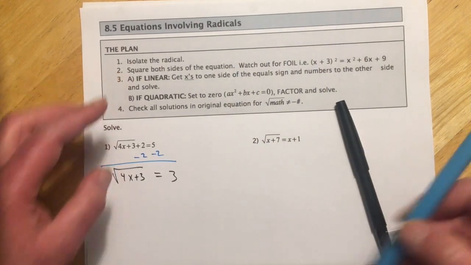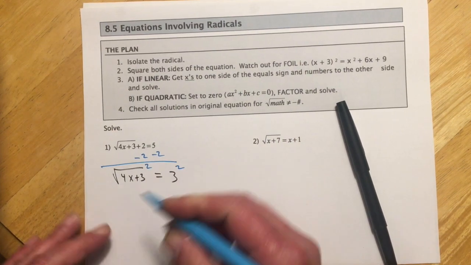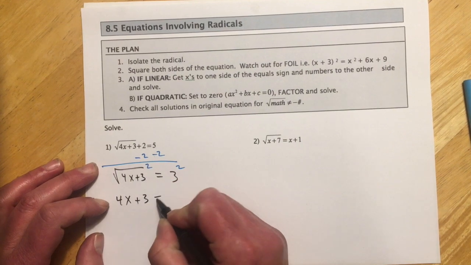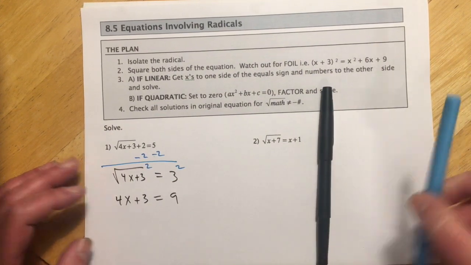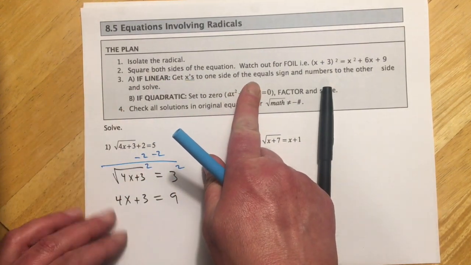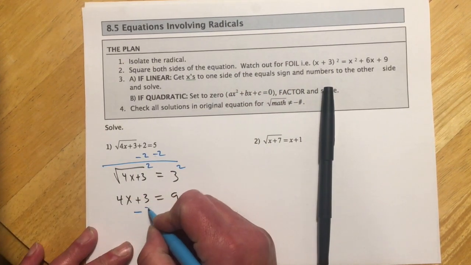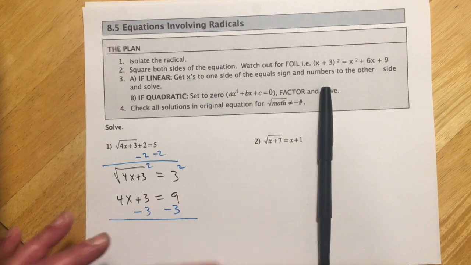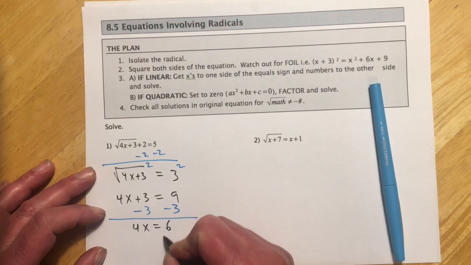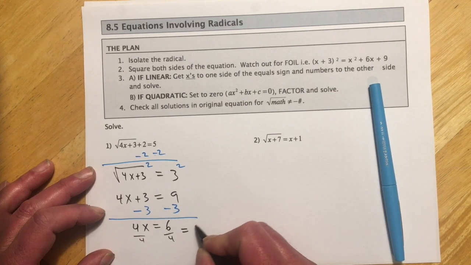Step 2 is we square both sides of the equation. Watch out for FOIL, that's coming up on the next one. So I square both sides here, and then 4x plus 3 makes 9. And then if the equation is linear, I want to get the x's to one side and the numbers to the other. So this one is linear, so I'm just stripping everything away from the x. So minus 3, I got 4x equals 6, and then I'll divide both sides by 4. So that means that x equals 3/2.